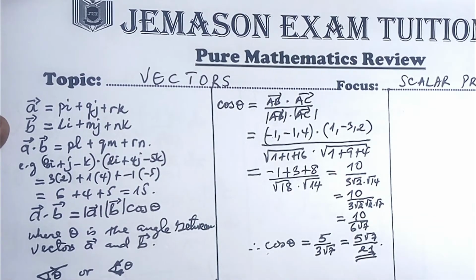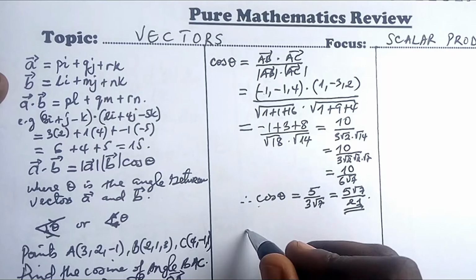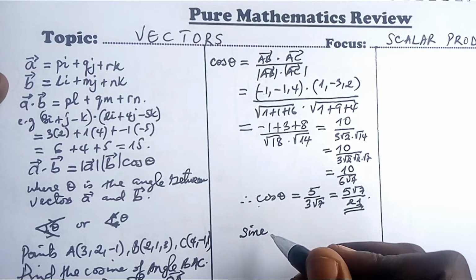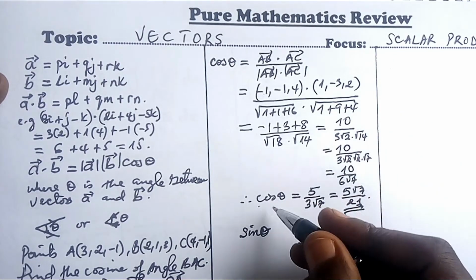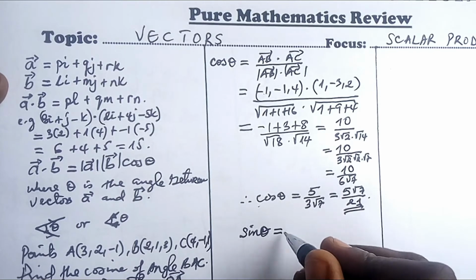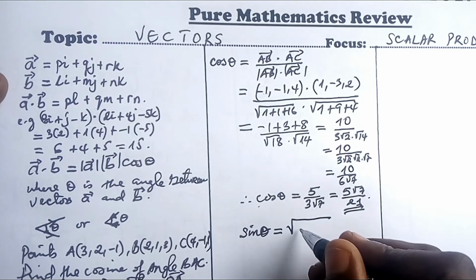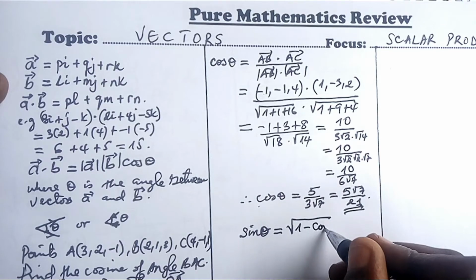There are situations where they might require the cosine of the acute angle BAC. Then you simply take the absolute value at the end, possibly when the cosine will be negative. You could also have the sine of the angle being asked. So if it is sine theta that is asked, I will pass through this procedure and get cos theta, and then use the fact that sine theta would be equal to the root of 1 minus cos squared theta.